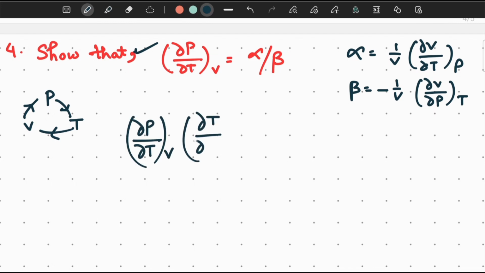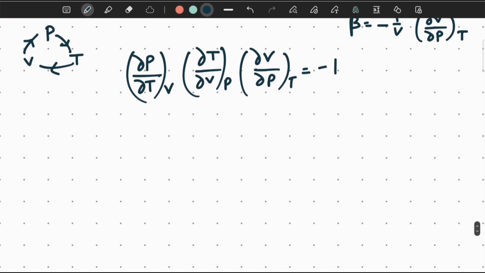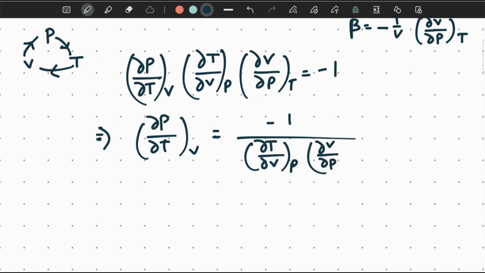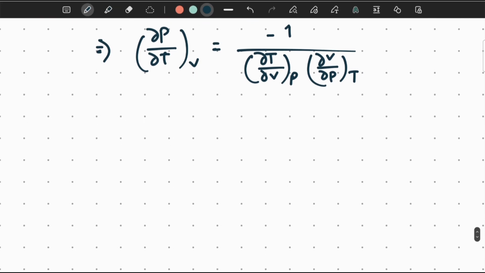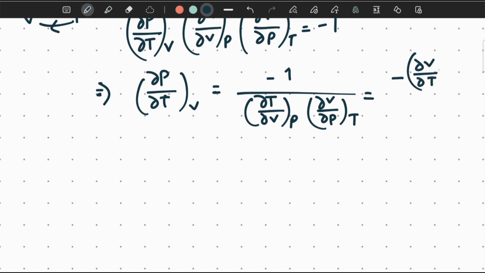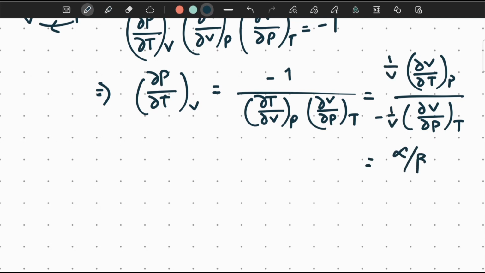∂P/∂T at constant V, ∂T/∂V at constant P, ∂V/∂P at constant T equals -1. So from here you can write ∂P/∂T at constant V, which is our left hand side, is essentially equal to -1 divided by (∂T/∂V at constant P)(∂V/∂P at constant T). So it will be essentially minus ∂V/∂T at constant P divided by ∂V/∂P at constant T, or you can write it like this, and you can add 1/V here, 1/V here. So essentially it will be alpha by beta. In that way you can write it.